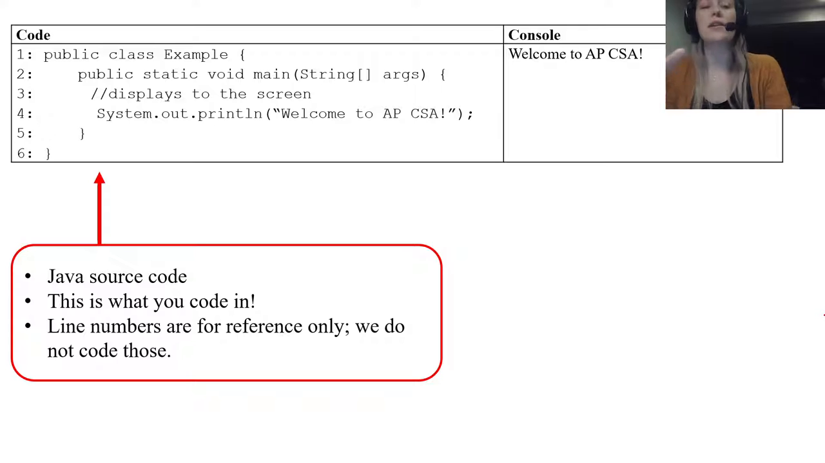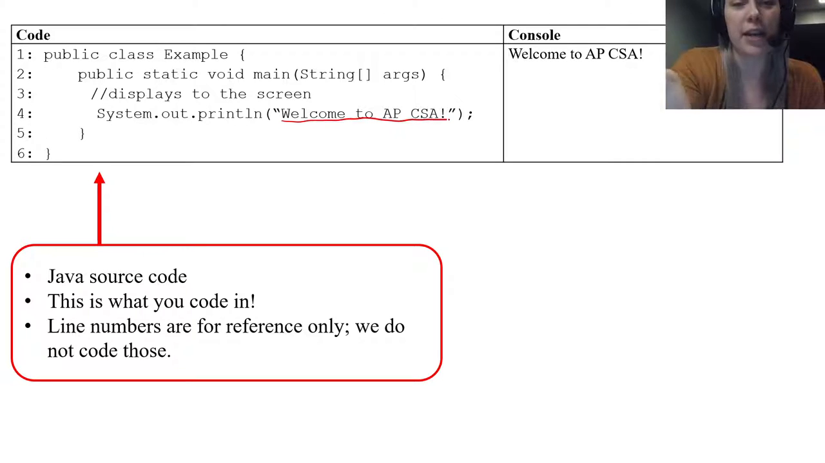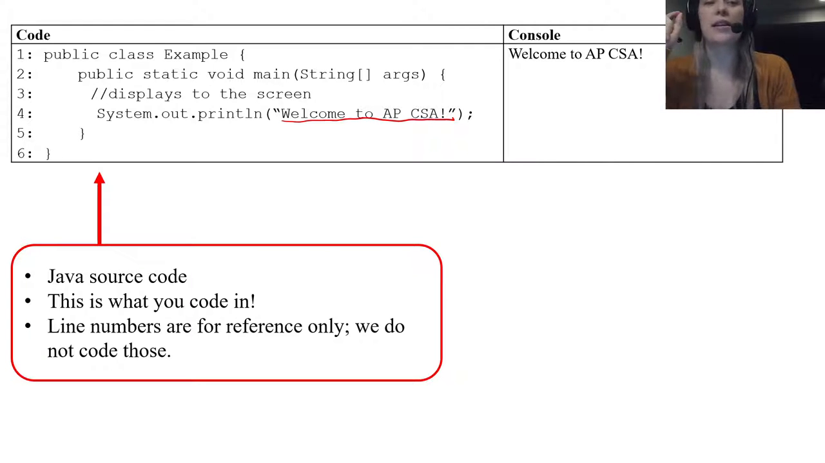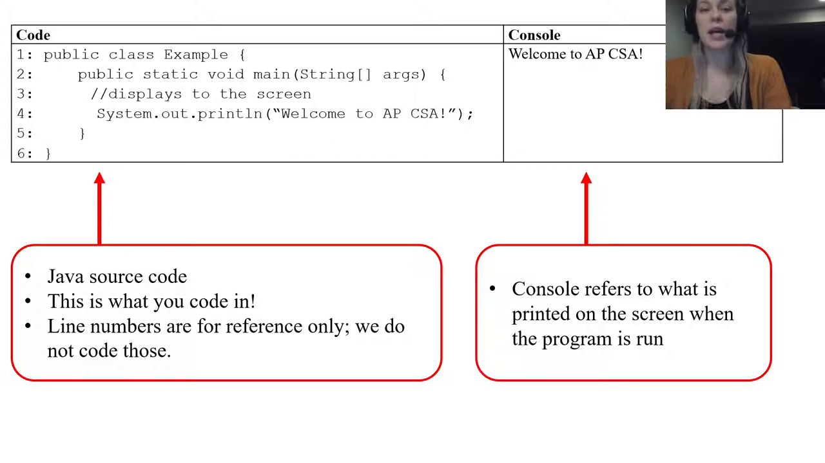This code prints a very simple welcome message to the screen, and it says welcome to AP CSA. You can see that message right here enclosed in parentheses and quotation marks. We needed all of that other code in order to print this message to the console. The console refers to what is printed on the screen when the program is run. So throughout the notes, whenever you see the word console, I'm just talking about what is actually printed to the screen when your program is run. So let's get into all of this other stuff that needs to happen in your program in order to print our first simple message.